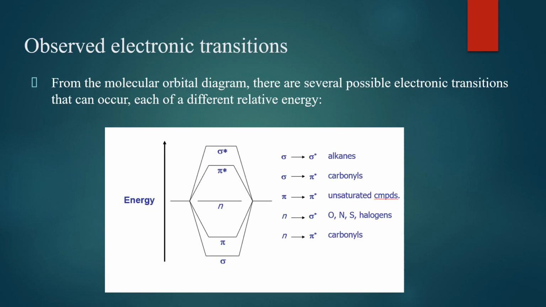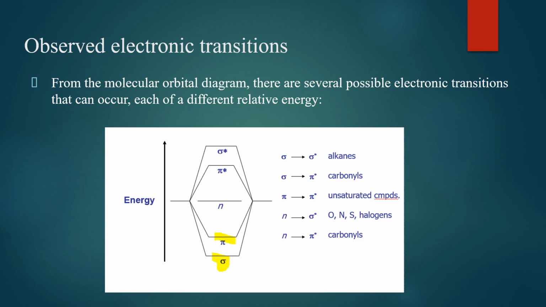From the molecular orbital diagram, there are different possible electronic transitions that can occur in each of the molecules with different relative energies. When a molecule absorbs energy, an electron can be promoted from an occupied orbital to an unoccupied orbital of greater potential energy. For most molecules, the lowest energy occupied molecular orbitals are the sigma orbitals, which correspond to sigma bonds, and the pi orbital lies at a somewhat higher energy level.